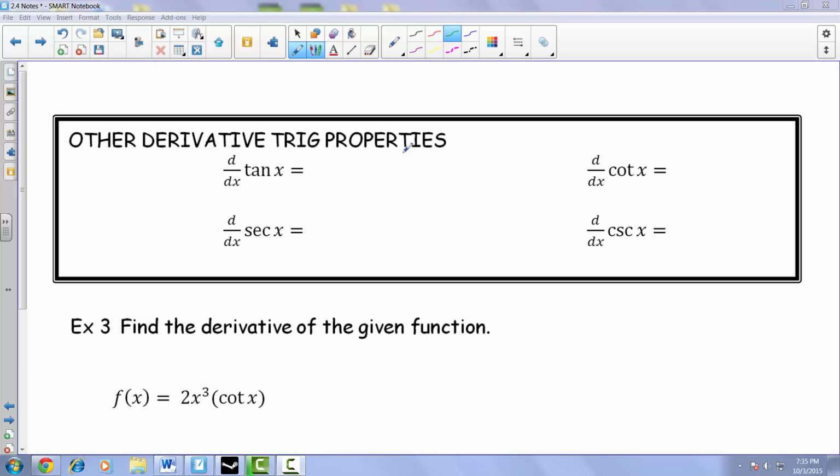Here we are at example 3, but before we dive into that, we're going to look at some other derivative properties, especially these trig ones. If you're trying to take the derivative with respect to x of the tangent function, that'll just come out to be the secant squared of x. So the derivative of tan comes out to be secant squared of x. The derivative of the secant of x comes out to be secant x tan x.